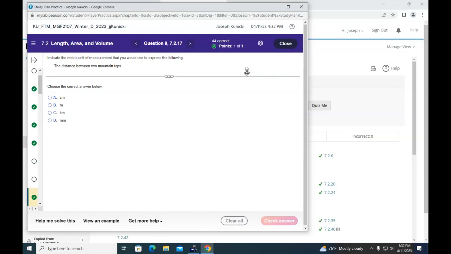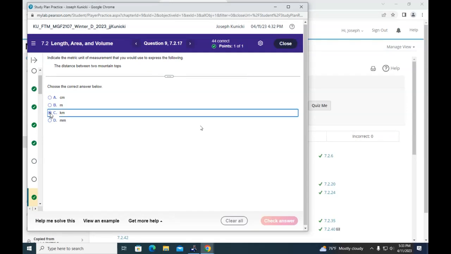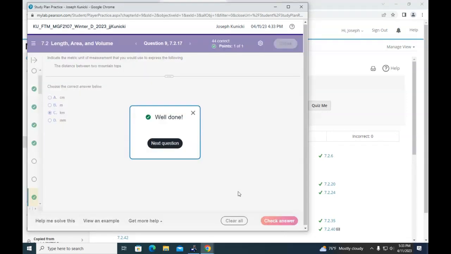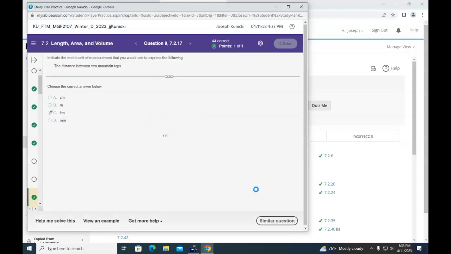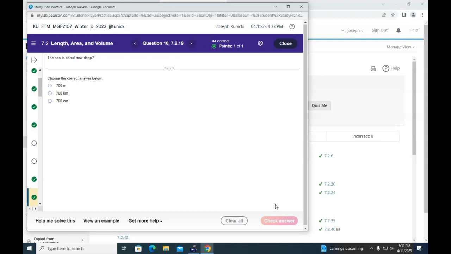You think of mountaintops, they're pretty far apart. So would you use centimeters? No. Meters? Millimeters? No. Would you use kilometers? Kilometers, yeah. A kilometer is about 0.6 of a mile. In fact, there's 1.6 kilometers per mile, or 0.6 of a mile equals 1 kilometer. I don't know why I remember these things, but I remember. I'm glad you do.